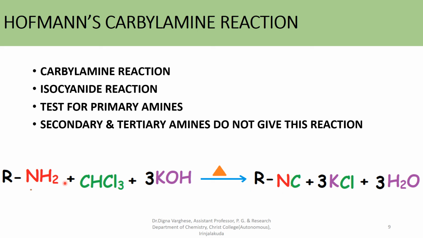So any primary amine reacts with chloroform in alcoholic potassium hydroxide on heating to give a foul smell by the formation of isocyanide or carbylamine. So this is one of the tests for primary amines, or we can use this test for the distinction of primary amines from the secondary and tertiary amines.